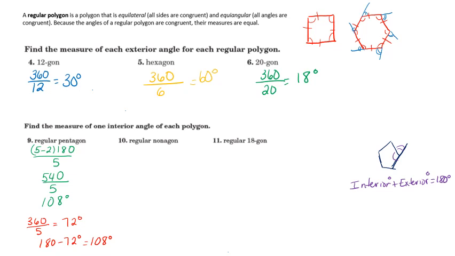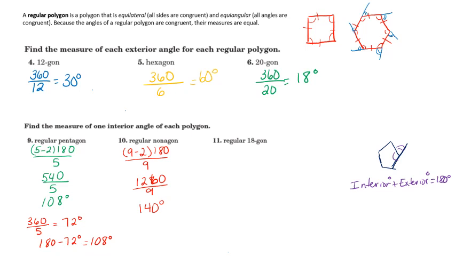So number 10, let's do it one way, and then number 11, let's do the other. So for number 10, a nonagon has 9 sides, so 9 minus 2 times 180, divided by 9. 7 times 180 is 1,260, divided by 9. Each angle is 140 degrees on the inside.